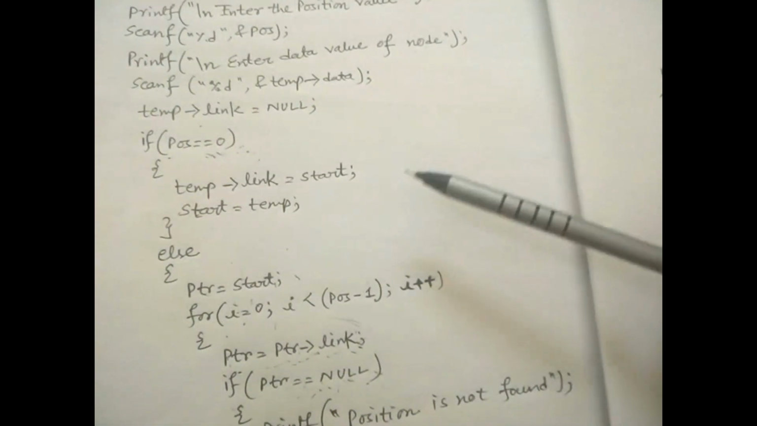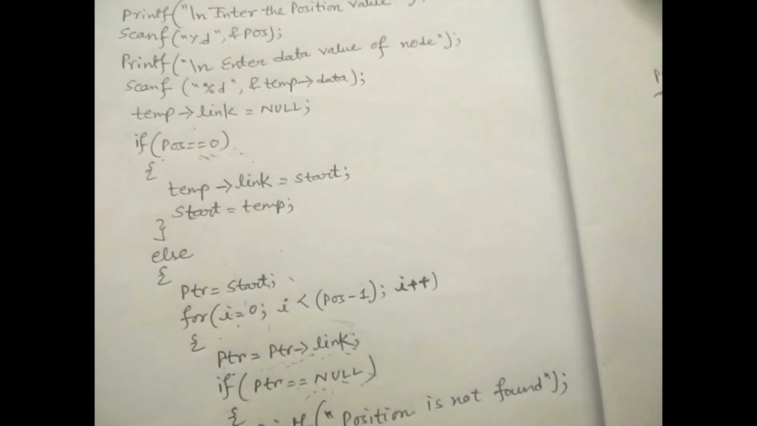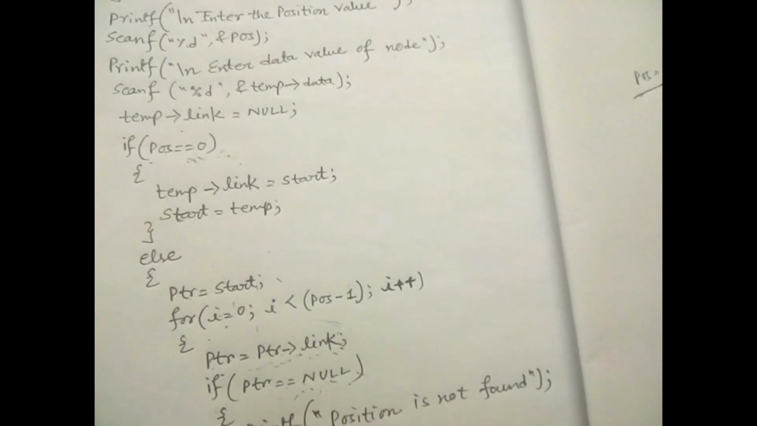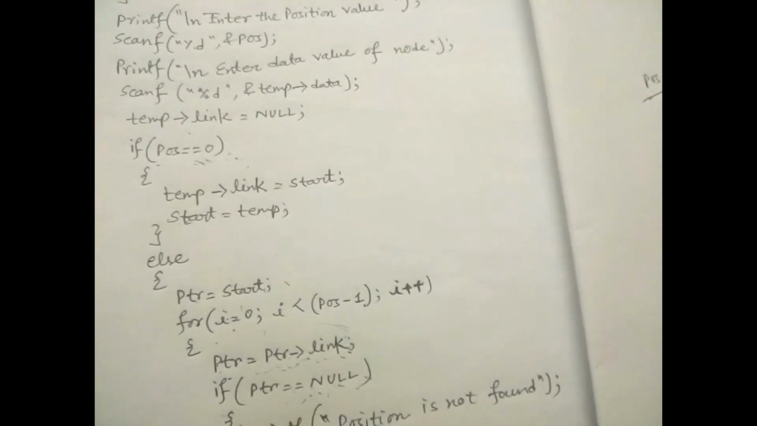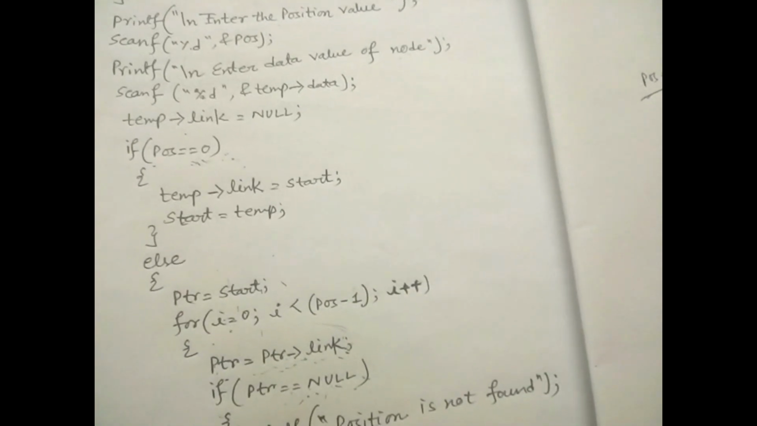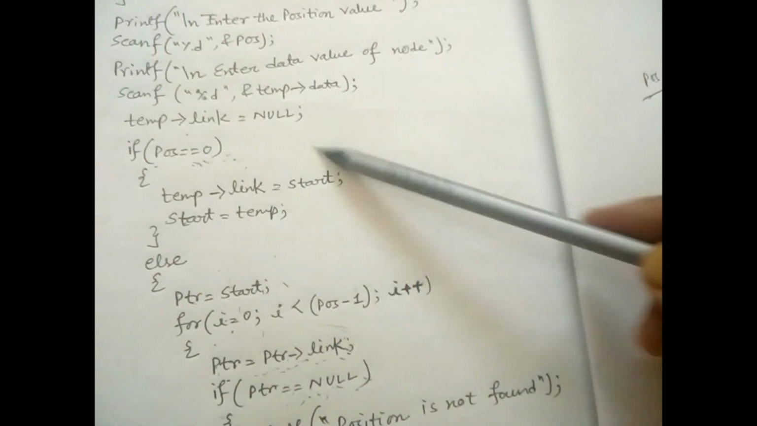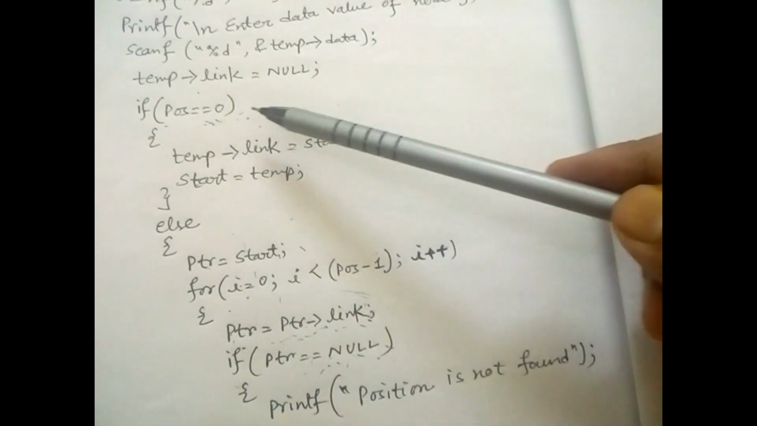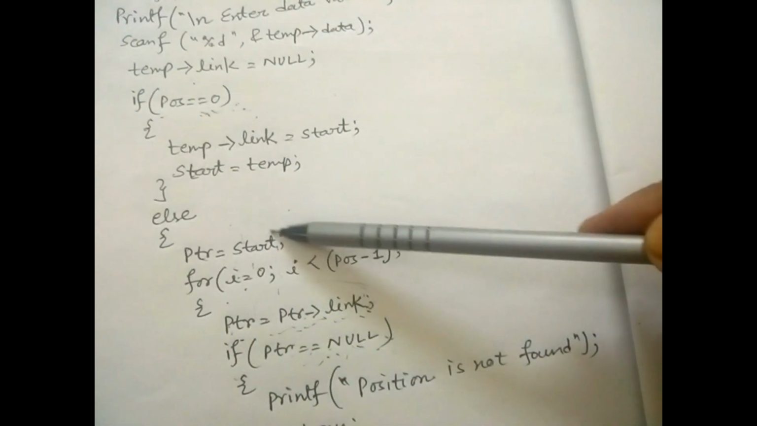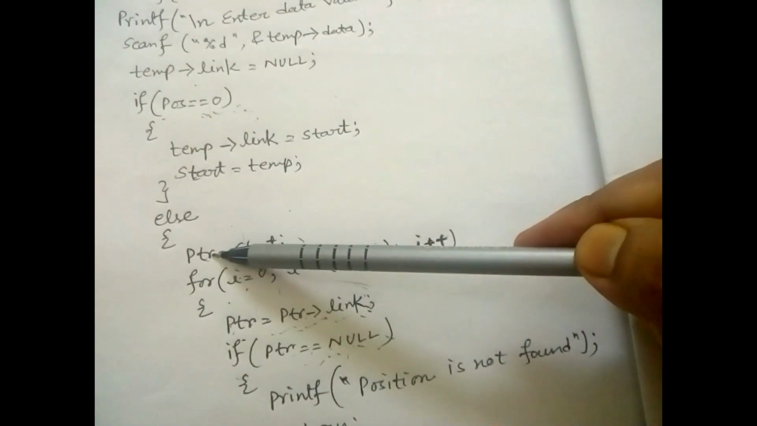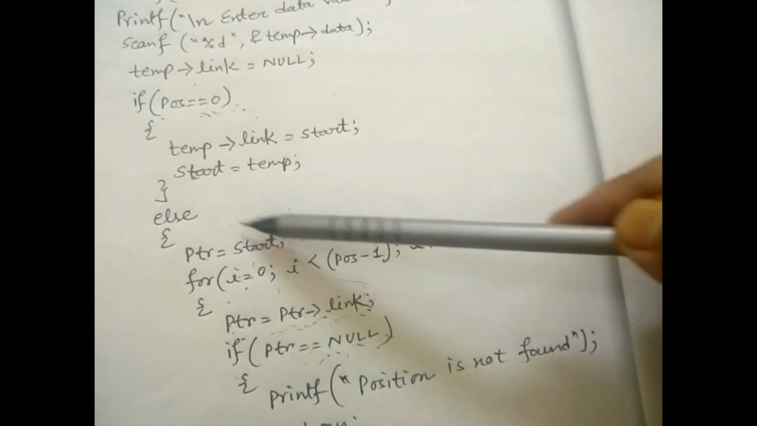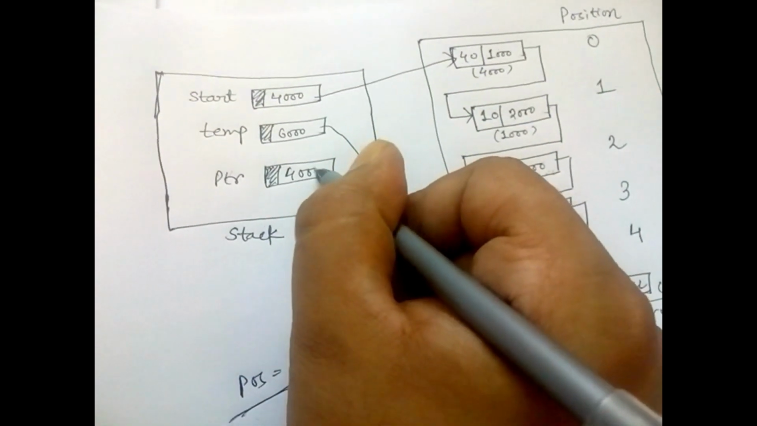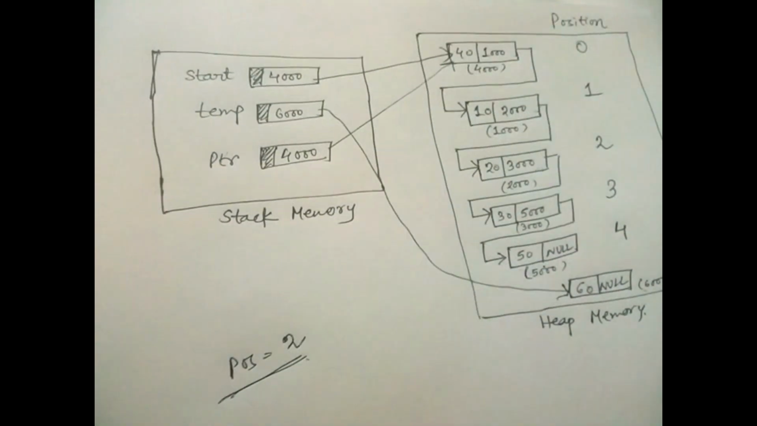If POS equal to 0, then the node would be inserted at the beginning of the list, which is the same as the insert beginning function, which I already discussed. Clear? Now go to the else part, because the condition is not satisfied. PTR equal to start: the value of start is assigned into PTR. Now PTR is 4000, it points here.